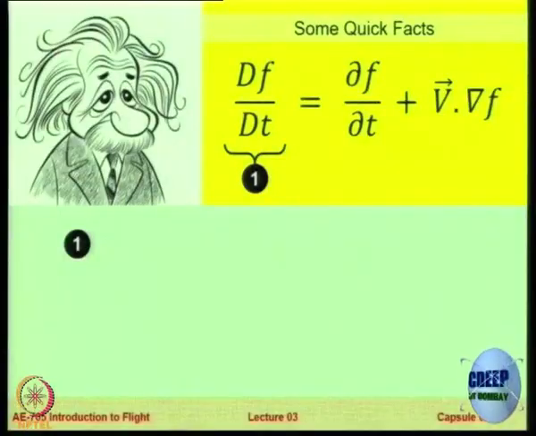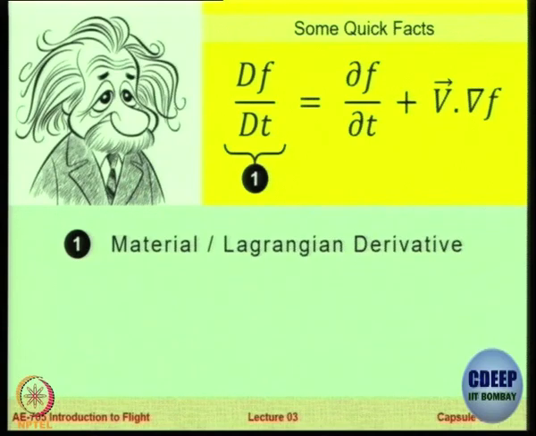What will you call this point number 1? How would you name it? Yeah, total derivative. This is the material or the Lagrangian derivative or total derivative. There are many names for it. It's called a material derivative or a Lagrangian derivative. Okay, what would be this?